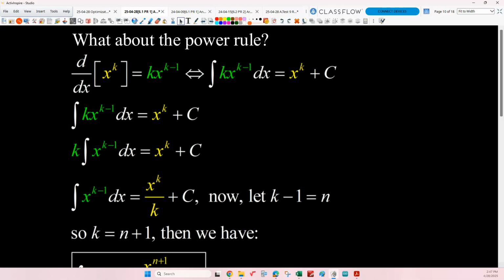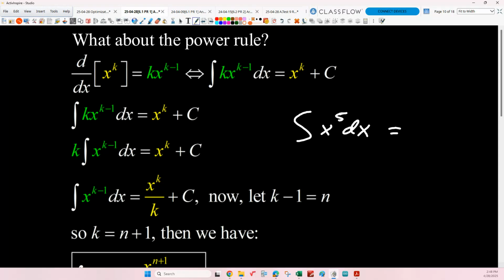Like, what if I wanted to do something like this? What if I wanted to calculate the integral of x to the 5th dx? Well, that's not very convenient. What would that make k? I mean, k in that case would be 6, I guess, wouldn't it? Right? Everybody see that? But you've got to really think about it. That's not at all convenient, right?